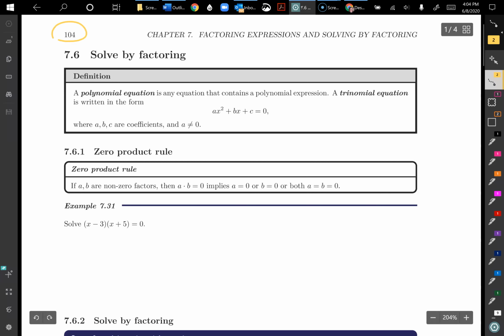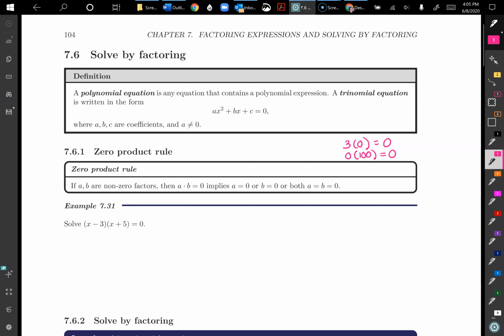So this is page 104 of your workbook. So just to show you some numbers here, if I had, for instance, 3 times 0, I would get 0. If I had 0 times a million, or we'll just do 100, it'll be easier, equals 0. Okay, because anything times 0 would be 0. So if one of the factors is 0, then the whole equation equals 0.